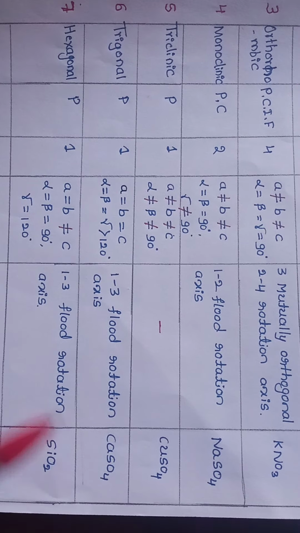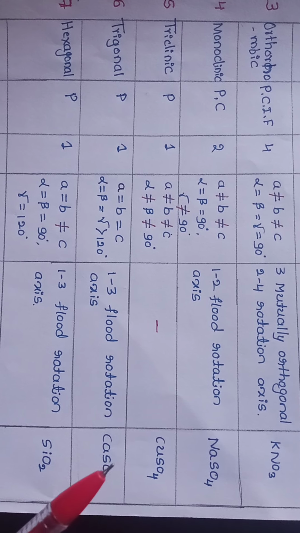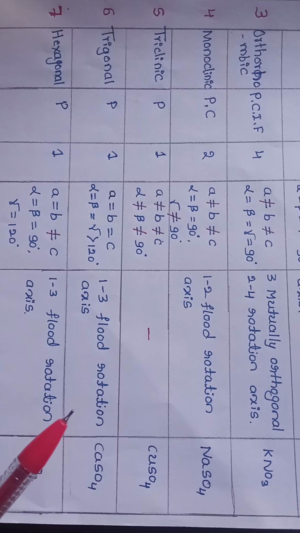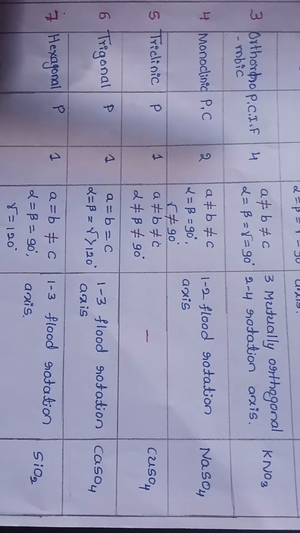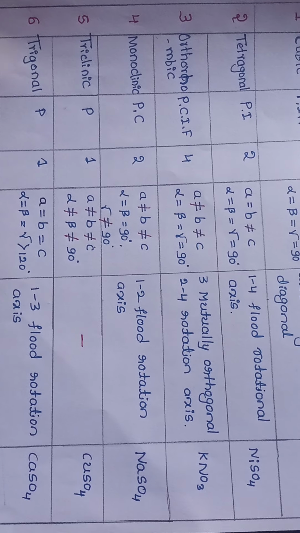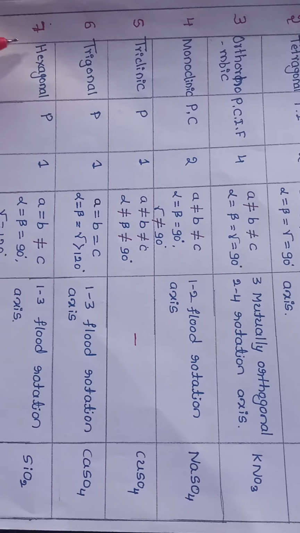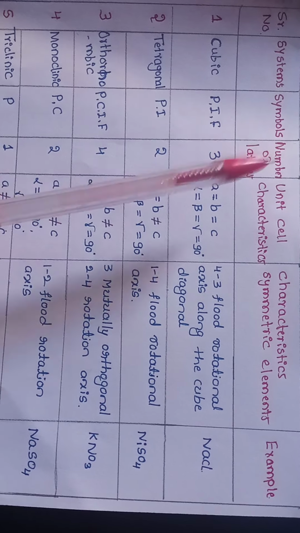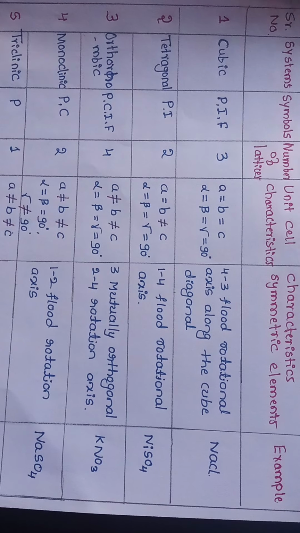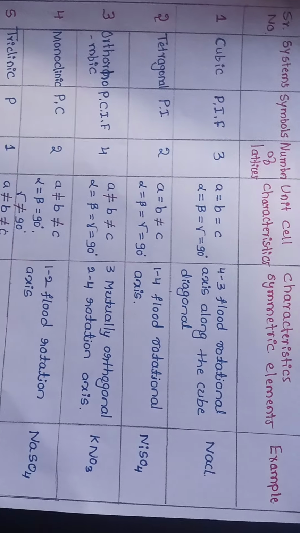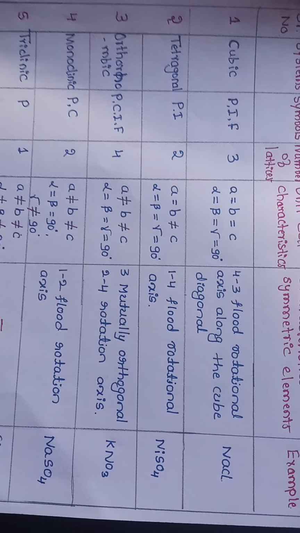Okay, this is the explanation of the Bravais lattices. It means there are 14 Bravais lattices. Among them there are 7 types of systems: cubic, tetragonal, orthorhombic, monoclinic, triclinic, trigonal and hexagonal. Okay, and also you have to discuss the symbols used for that system, the number of lattices in that system, the unit cell characteristics for that system, the characteristic symmetry elements for that system, and the examples for those individual systems. Okay.